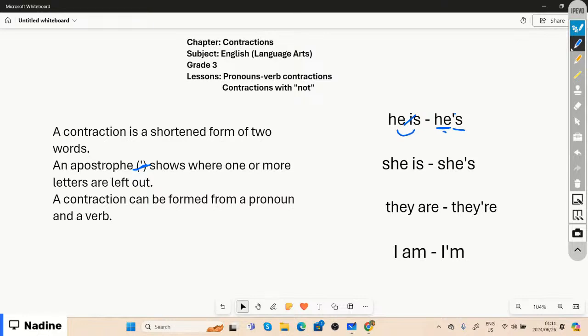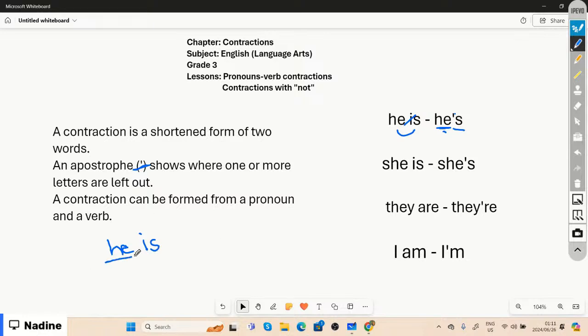All right. So if we were to write it, let's say, for example, once again, we have he is. That is our two words. We said a contraction is a shortened form of two words. And there are going to be letters left out in order for us to join those two words.